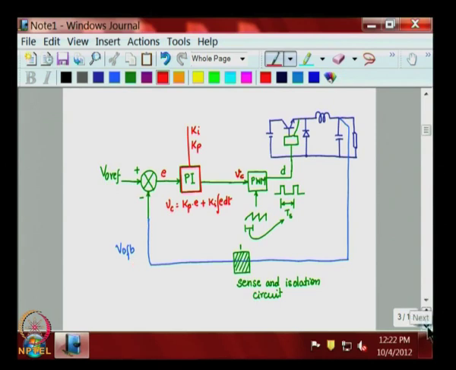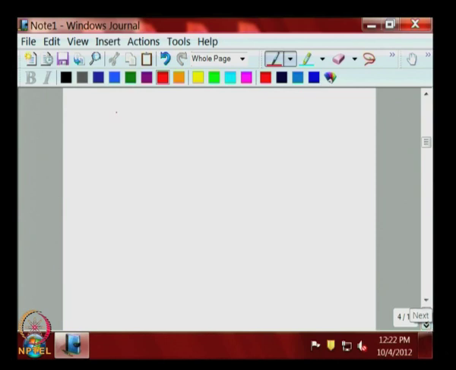So, what do we do step by step is, first we set up the open loop system.